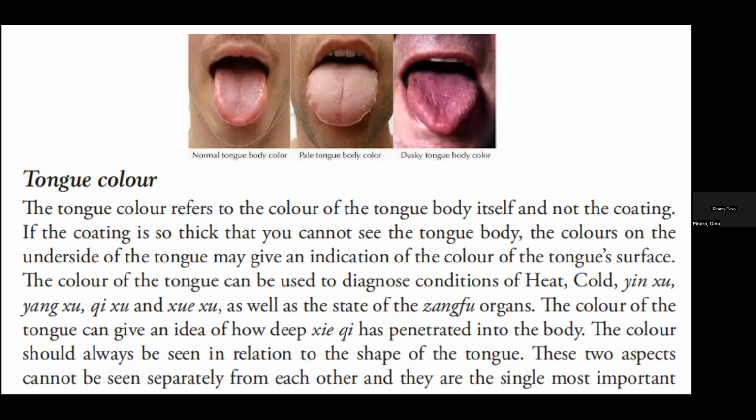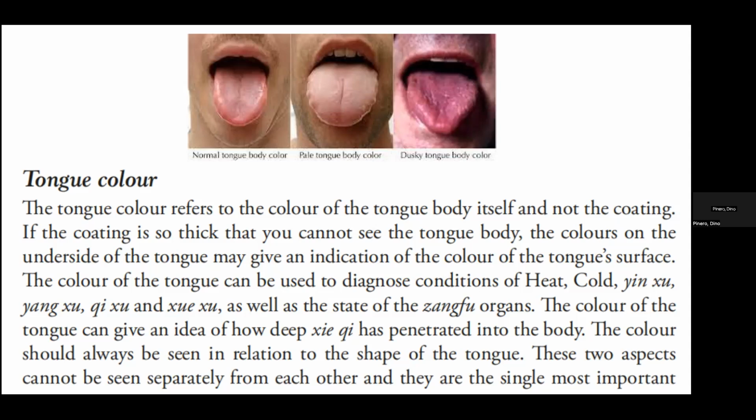The color of the tongue can be used to diagnose conditions of heat, cold, yin deficiency, yang deficiency, qi deficiency, and blood deficiency, as well as the state of the zangfu organs. So it is similar to pulse diagnosis. Whenever we have a significant finding on the tongue, we need to correlate it with our finding on the pulse. So they are partners. The color of the tongue can give an idea of how deep evil qi has penetrated into the body.